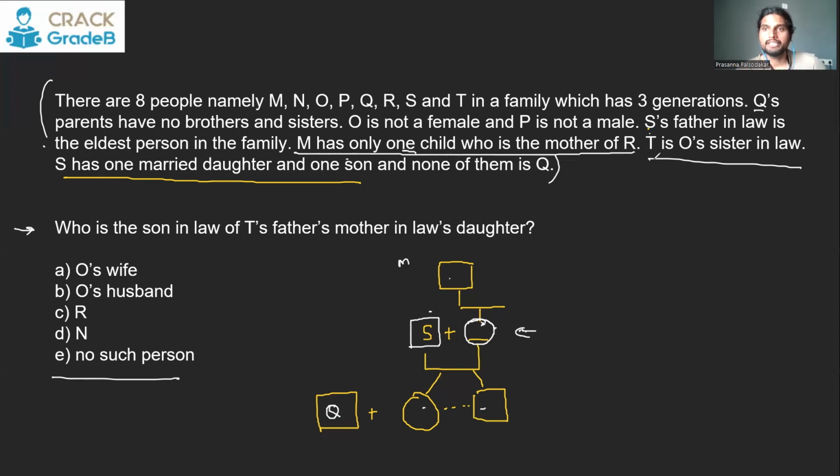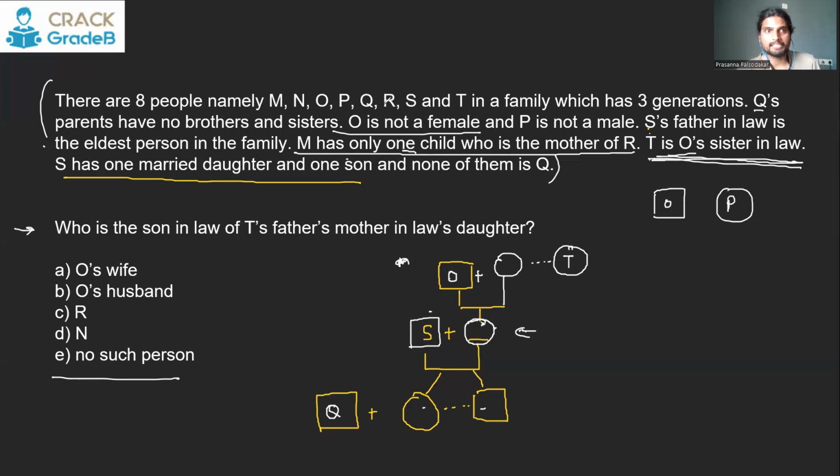And now one of the statements is T is O's sister-in-law. What we can do is, we know O is not a female, that means O is a male, and P is not a male, that means P is a female. So if I say O is this person, because this is a male, now we know T is O's sister-in-law. Sister-in-law means we can say his wife has a sister. That person is T. So now we have shown that T is O's sister-in-law.